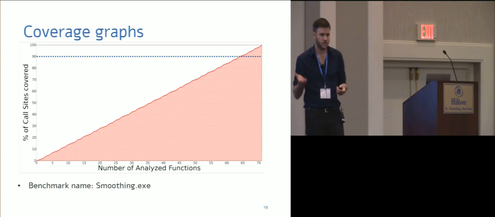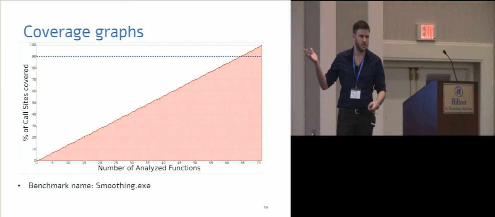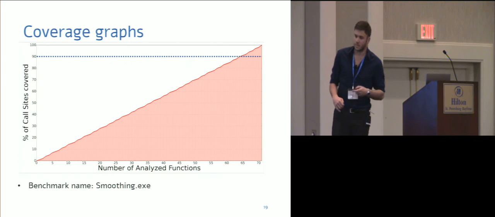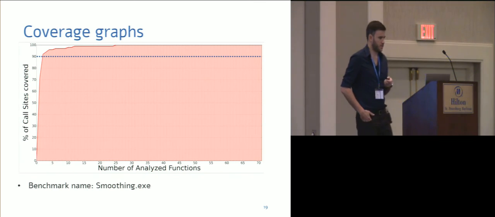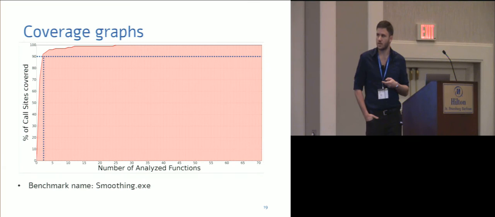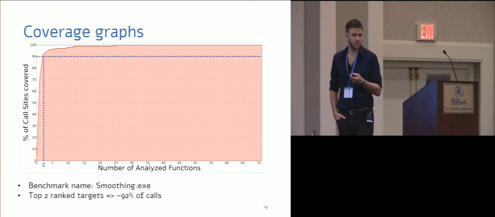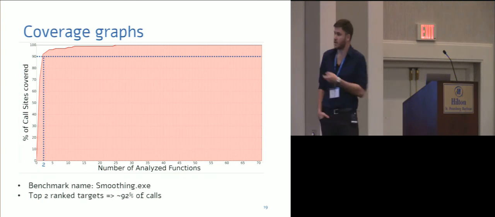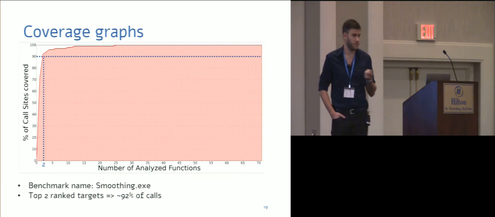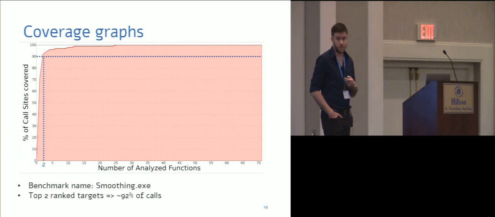In the case of this linear graph, it's not that good, because I still need to consider 90% of the targets. But what we actually get is this graph, from which we can see that using only 2 targets would suffice to reach coverage of 90%. So we've reduced the number of targets from 71 targets per call to 2 targets, which is pretty drastic.